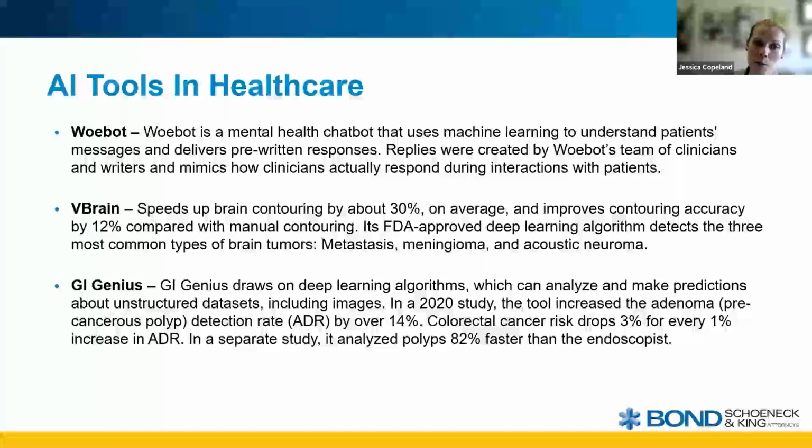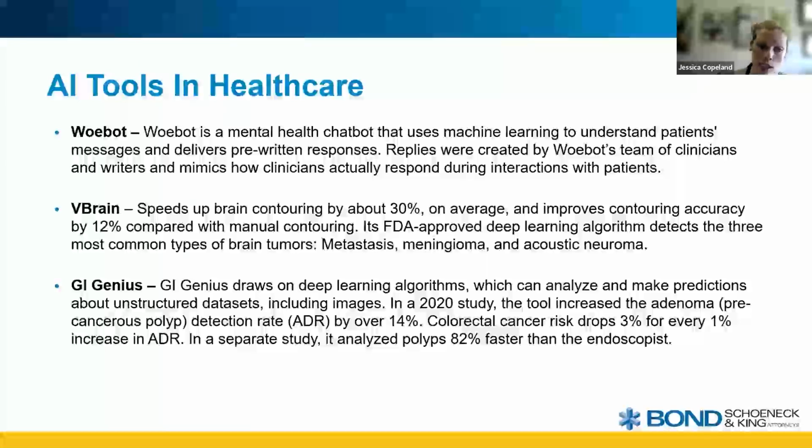VBrain, so this speeds up brain contouring about 30%, and it improves contouring accuracy by 12% compared with manual contouring. So the FDA-approved deep learning algorithm will detect the 3 most common types of brain tumors.